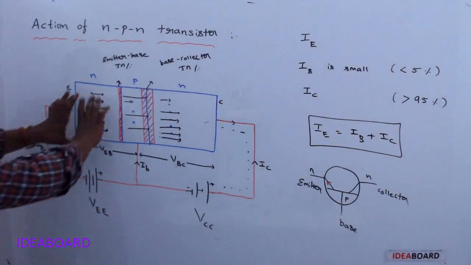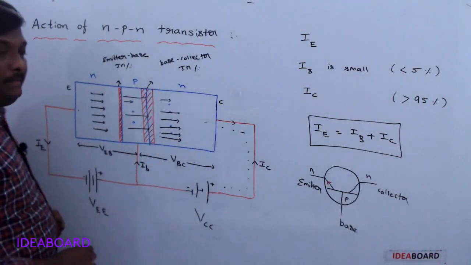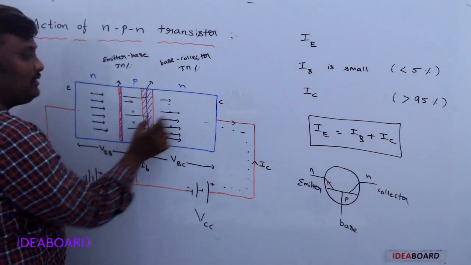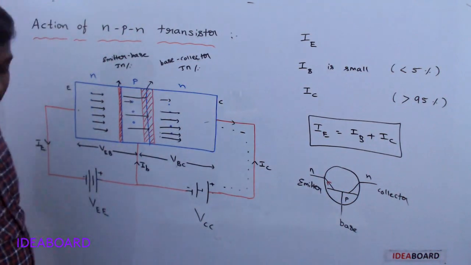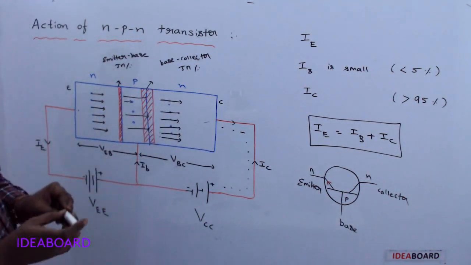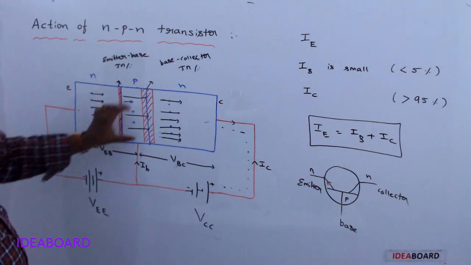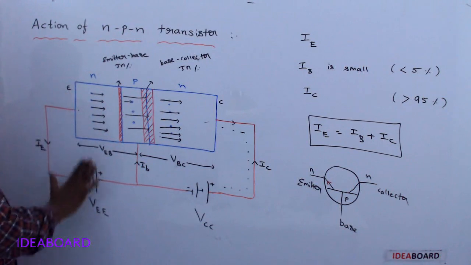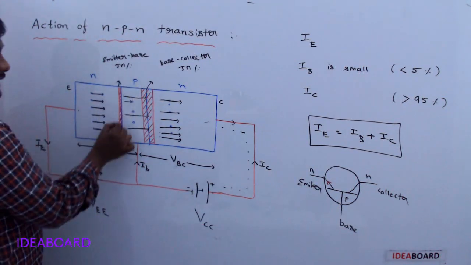One more time. This is NPN transistor. Majority charge carriers here are electrons, here holes, here also electrons. Now this is the emitter base junction. It is the collector base junction. Since the emitter is always in forward bias, it is thinner.